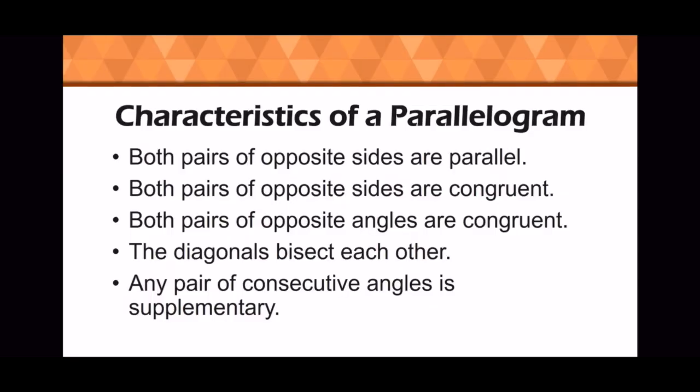The first and most obvious comes from the definition, not a theorem, that both pairs of opposite sides are parallel. We then had theorems that told us all the rest. Both pairs of opposite sides are congruent. Both pairs of opposite angles are congruent. We also know now that the diagonals bisect each other. And finally, we know that any pair of consecutive angles is supplementary. Now, if we have a parallelogram given to us, we know that all 5 of those things are true.